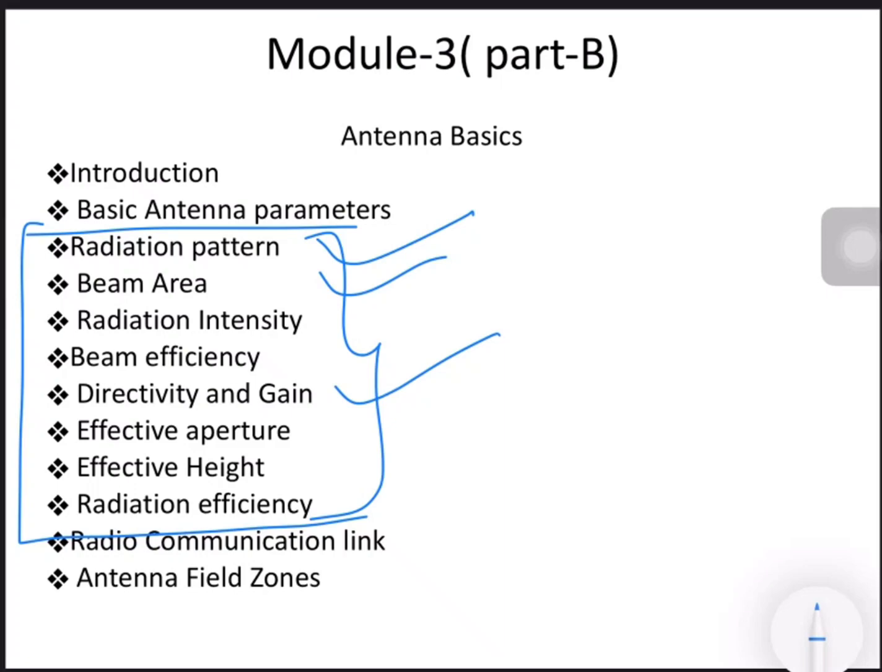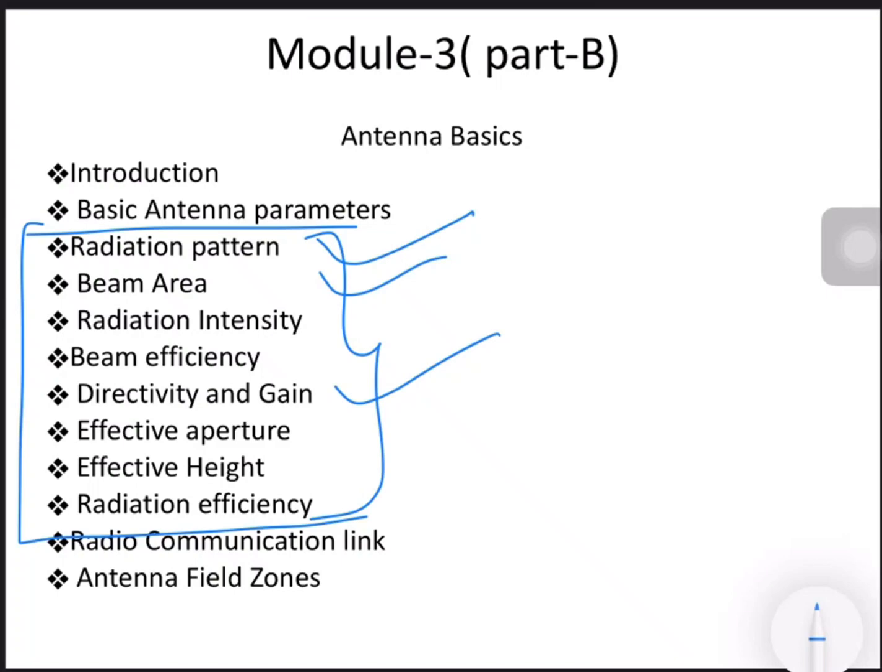But the other terms like beam area, beam efficiency, effective height, and radiation efficiency, all those are the parameters which are interrelated with these basic parameters. And finally, at the end of the module, we will also be learning about the radio communication link. That is a formula called the Friis transmission formula, which reveals how the transmission and reception of the radiations will take place in an antenna.